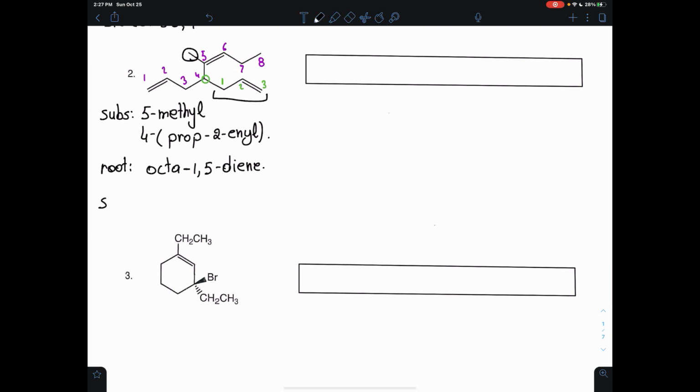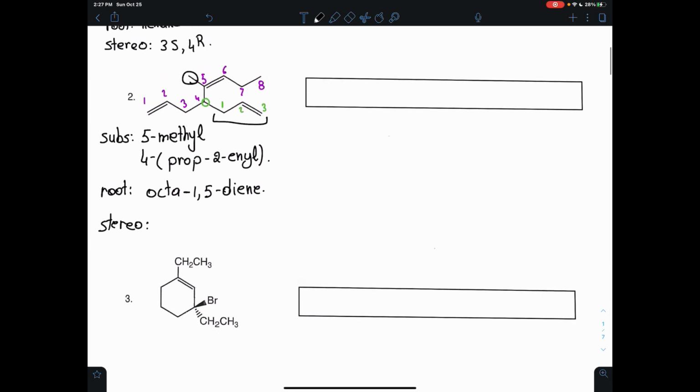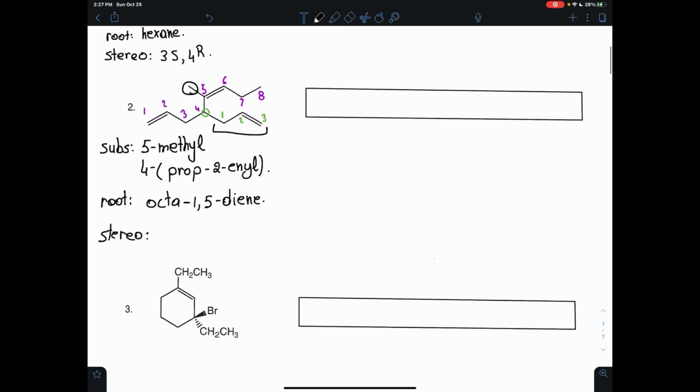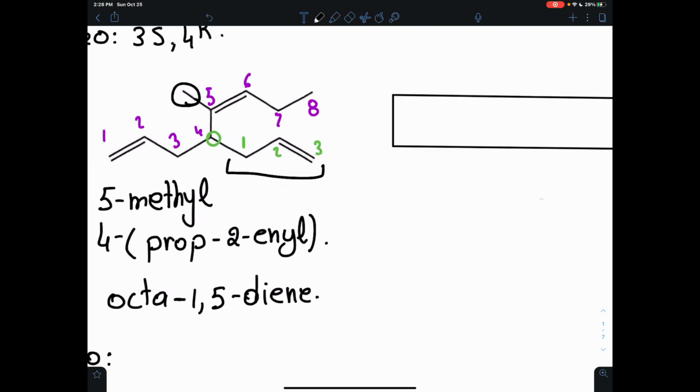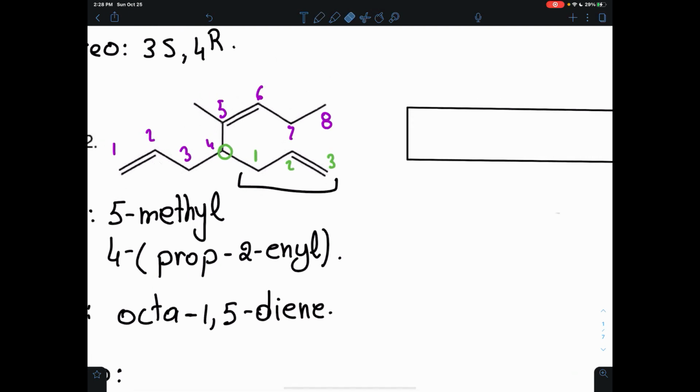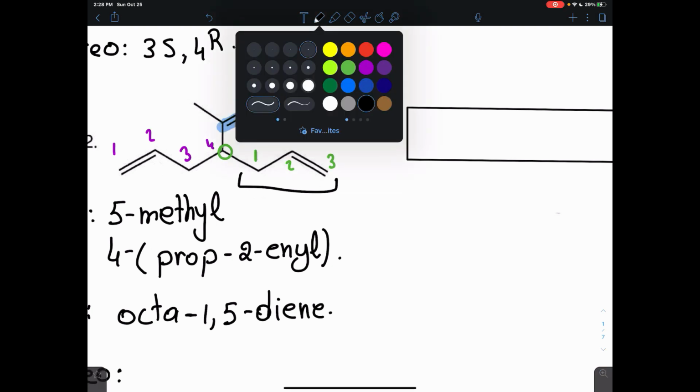Now, the last part of this is going to be stereo. And this stereo is a little bit different than R and S because we're talking here about double bonds. And when we're talking about double bonds, as I mentioned earlier, you have to consider Z and E. And what I meant by having groups on the same side, I'm going to mention right here. So how I like to do this type of stereo around the double bond is I usually highlight the double bond, and then I look at the groups around it.